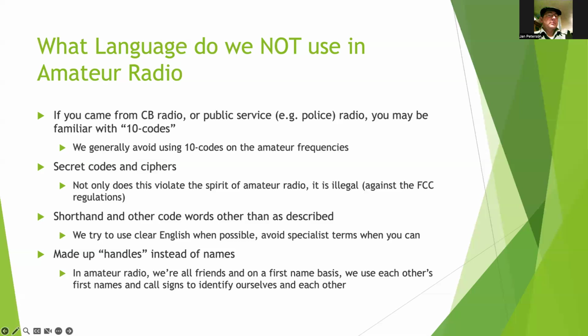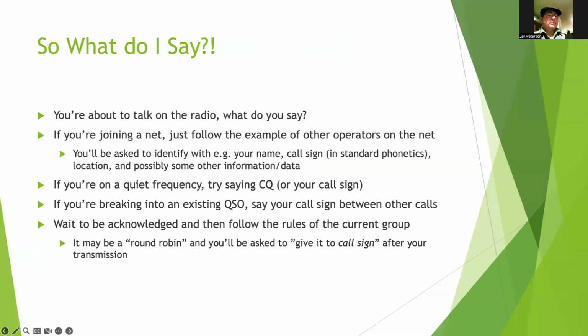All right. We've got to hustle through these last few pages. So what do I say? You're about to talk on the radio. What are you going to say? If you're joining a net, follow the example of the other operators on the net. You'll be asked to identify with your name or your call sign, where you're at, possibly some other information. A lot of times they'll ask for your location. The Crossroads net will ask what elementary school you're closest to. That's one of the things that they like to keep track of when people check into their net. So just do what the other operators on the net are doing and you'll be fine.